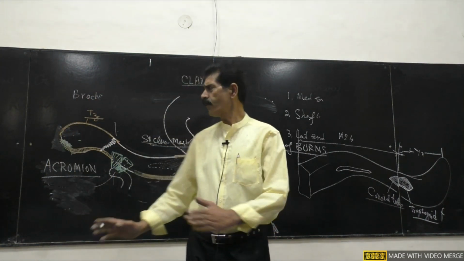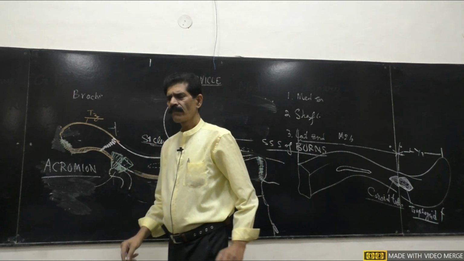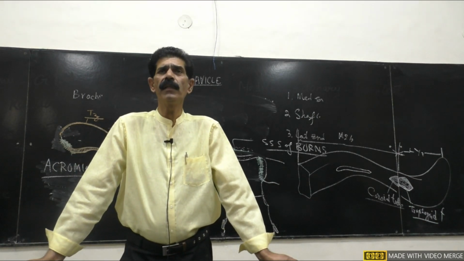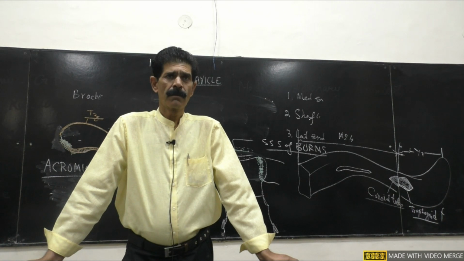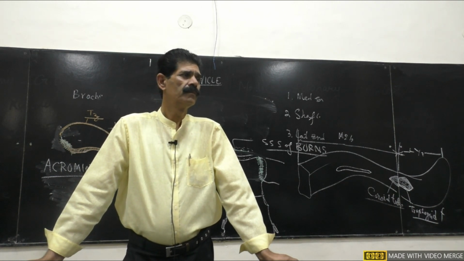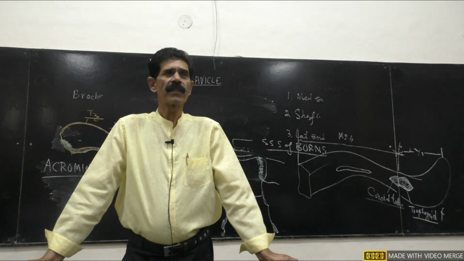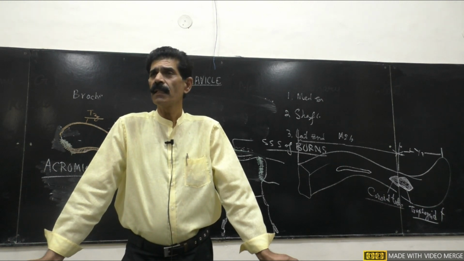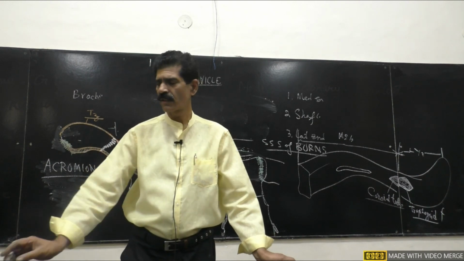This is the junction of medial 2/3 and lateral 1/3. So fracture of the clavicle is common at the junction of the medial 2/3 and lateral 1/3. The question will be asked next, why? As you have done in the rib, where the fracture of the rib is common near the angle, and what was the answer? Because it was already curved. Same is here.